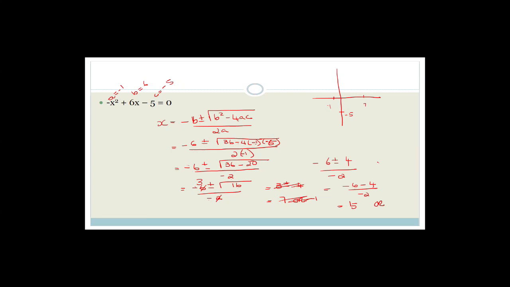I'm sorry, I did it too quickly. Minus 6 plus 4 over negative 2. Minus 6 plus 4 is negative 2. It's negative 2 over negative 2, which equals 1. That's much better. Let's try again. So now it's going to be at 5, and then it's going to be at 1 and 5, and it goes something like that. So do you see that this has got what?